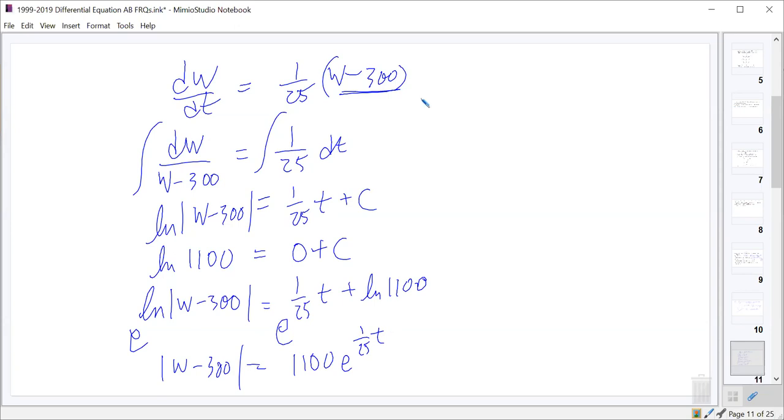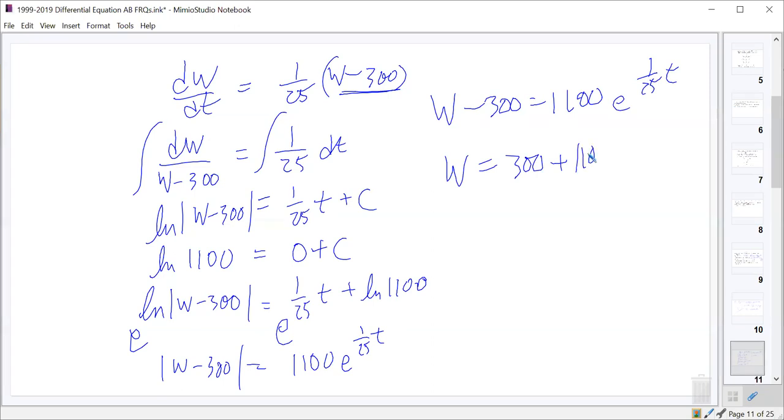So we'll just say W minus 300 equals 1100 e to the 1/25th t, or W equals 300 plus 1100 e to the 1/25th t. Good or no? We're feeling okay about these differential equations, and are these real world ones? Yeah, hopefully. Okay. Oh yeah, question.